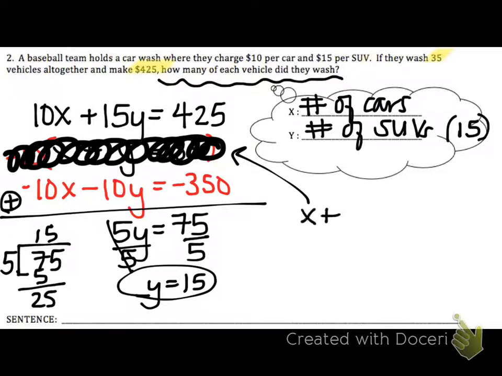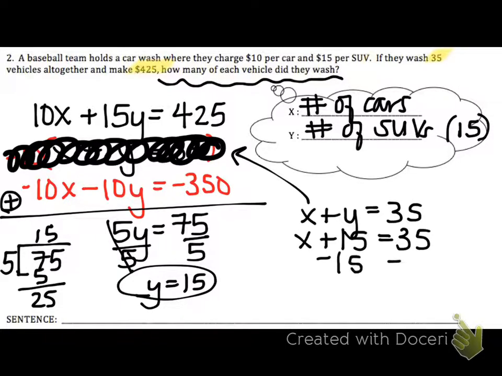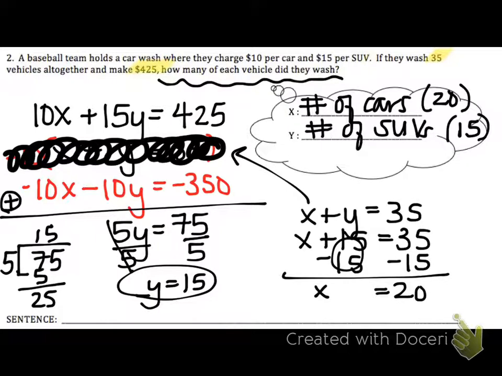It said the number of cars plus the number of SUVs is 35 vehicles. That is by far our easiest equation. So I'm going to use that 15 for this y right here. Okay? There is no reason for me to do a more complicated one. So if it was 35 vehicles altogether, some of you could probably even figure that out in your head, but I'm showing you how to solve it out. That means they must have washed 20 cars, right? Because x is the number of cars. I do want you to write your full sentence before you move on to number 3.